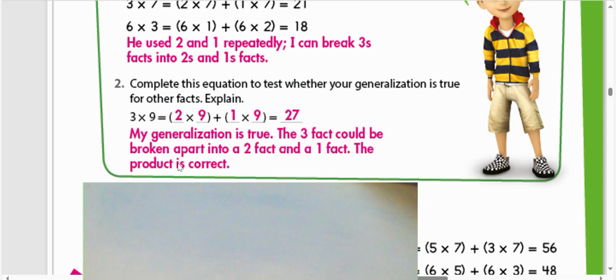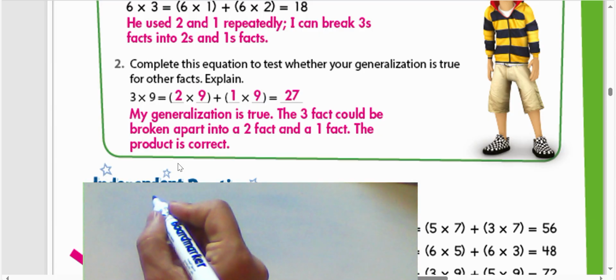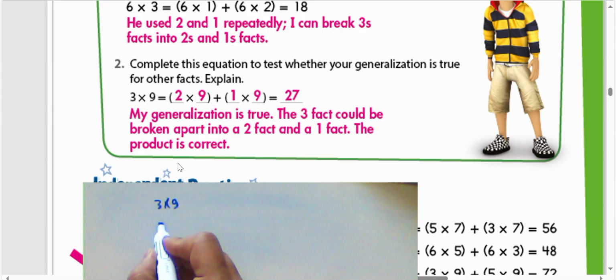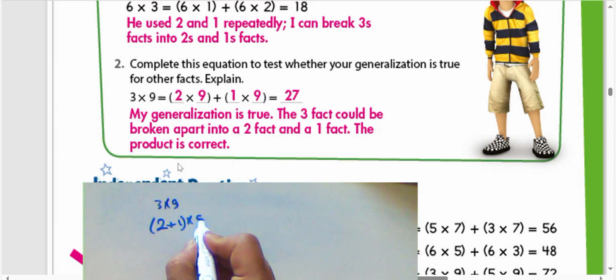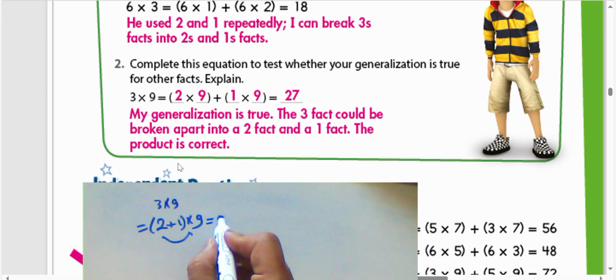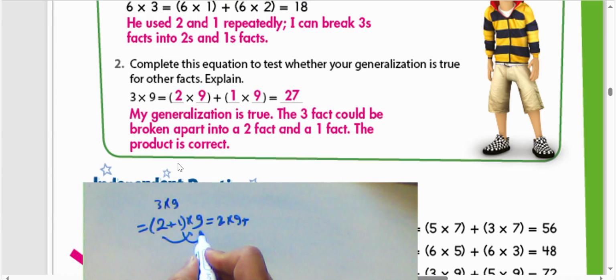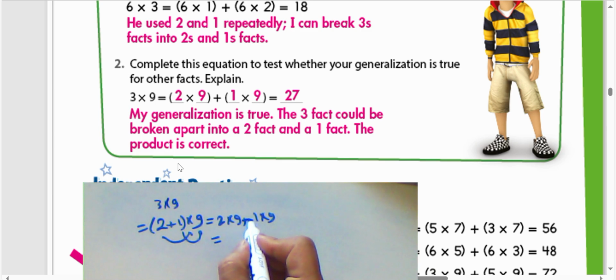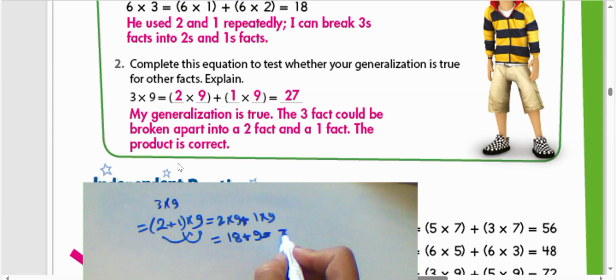And with this example, we can find the result like 3 times 9. We know 3 equals 2 plus 1, multiplied by 9. Using the distributive property, write 2 times 9 plus 1 times 9. 2 times 9 equals 18. 1 times 9 equals 9. 8 plus 9, 17. 7 and carry 1. 1 plus 1, 2. The result will be 27.